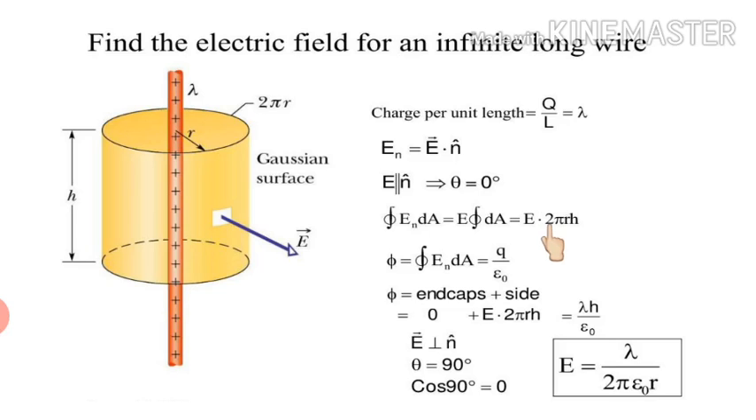Now we will apply Gauss law. According to Gauss law, phi is equal to q upon epsilon naught. So in place of phi, what will we write? E into 2 pi r h. So E into 2 pi r h is equal to q upon epsilon naught. And in place of q, we write q in terms of linear charge density, so it will become lambda into h. Here we want to calculate the electric field, so we will shift this term to that side. So E is equal to lambda upon 2 pi epsilon naught r. This is the electric field for an infinite long wire.